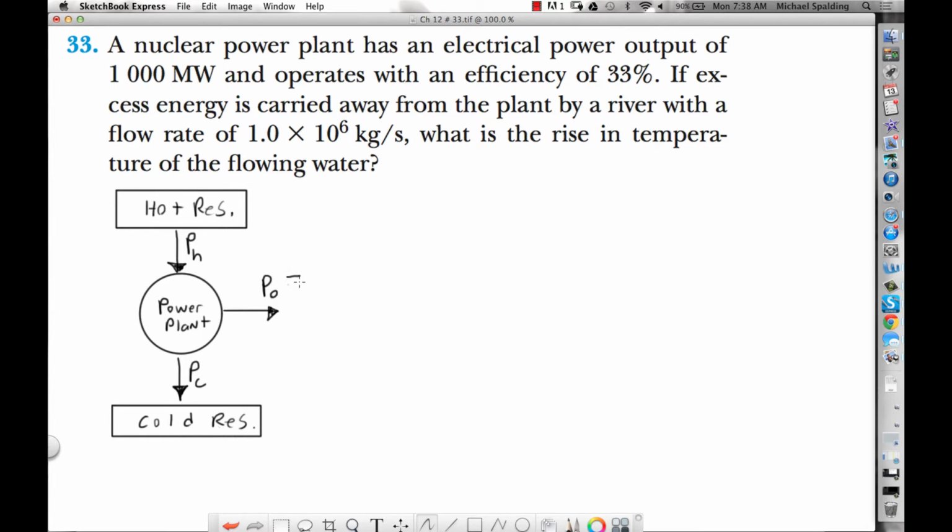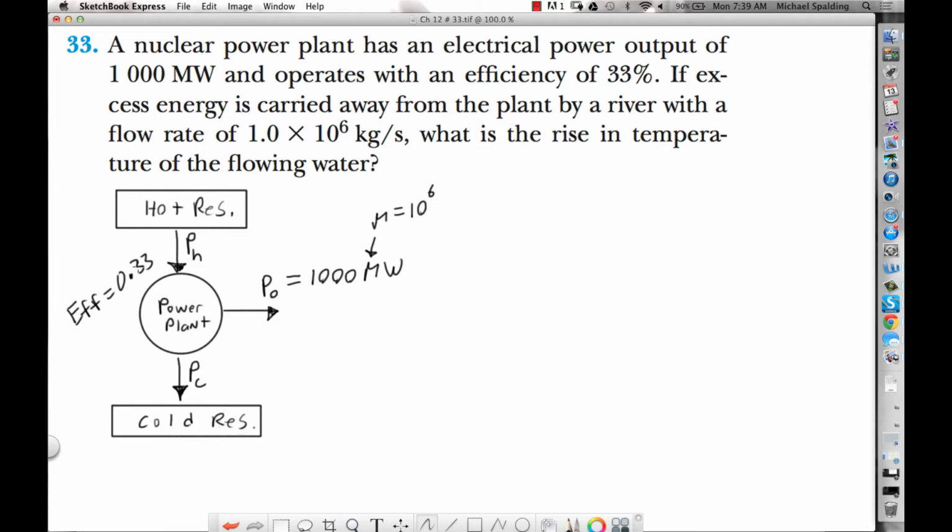Okay, so our power output is 1,000 megawatts. And just keep in mind, what's mega? Mega means 10 to the 6. Mega is a million. Okay, they tell us that the efficiency of this power plant is 33%, which is 0.33.